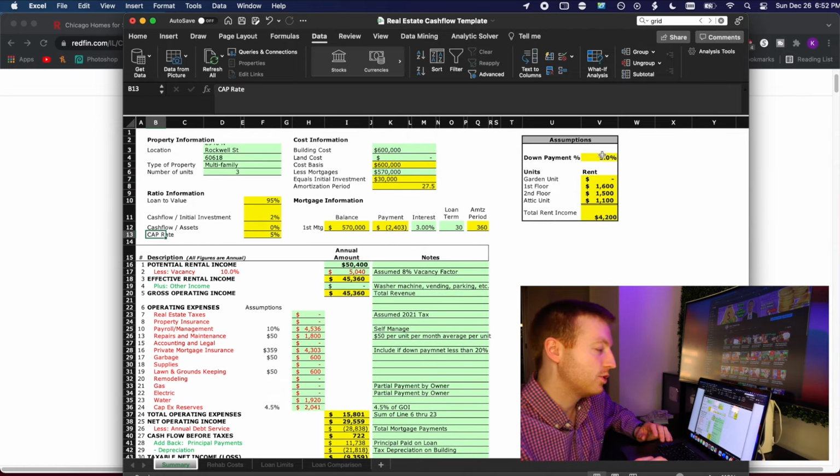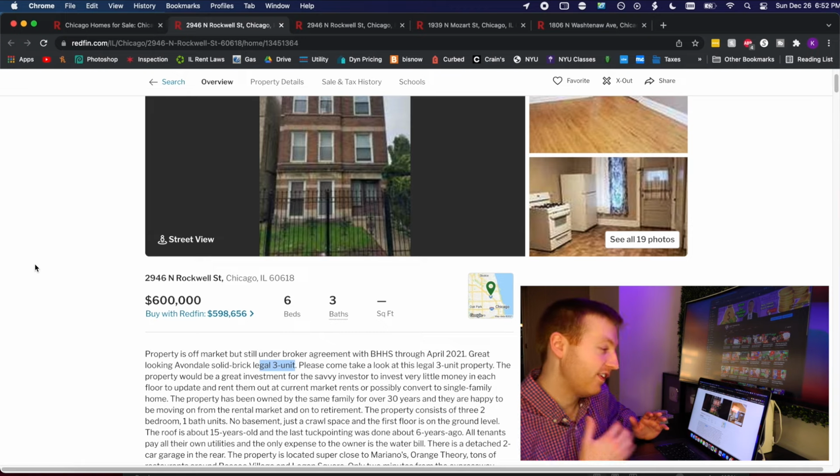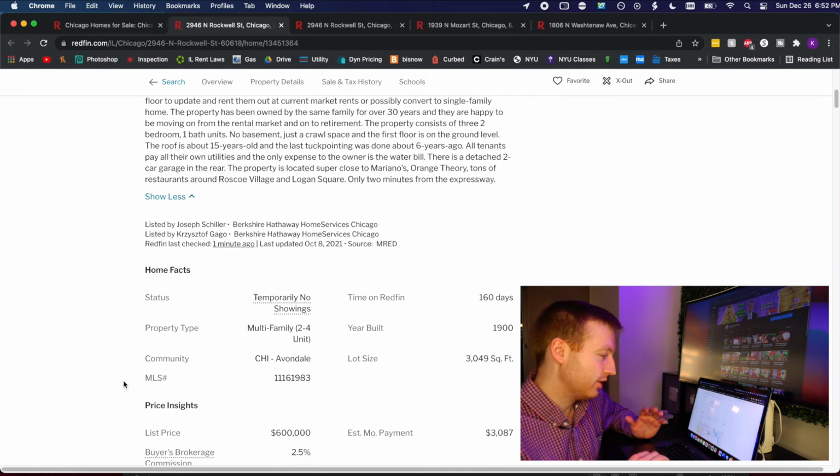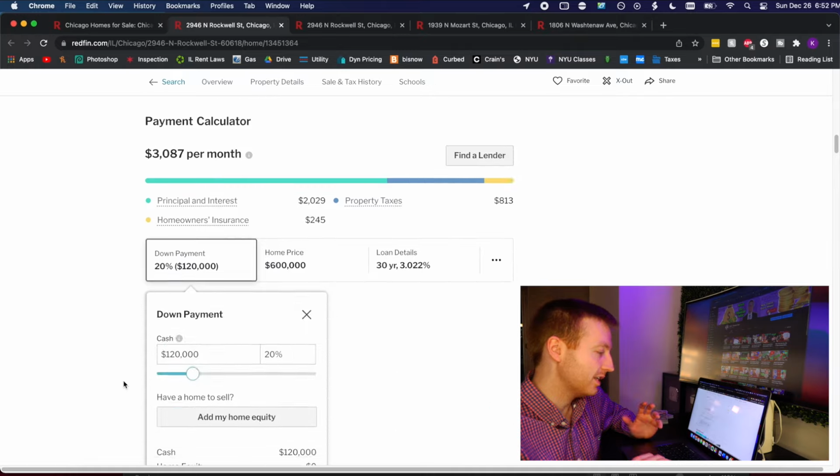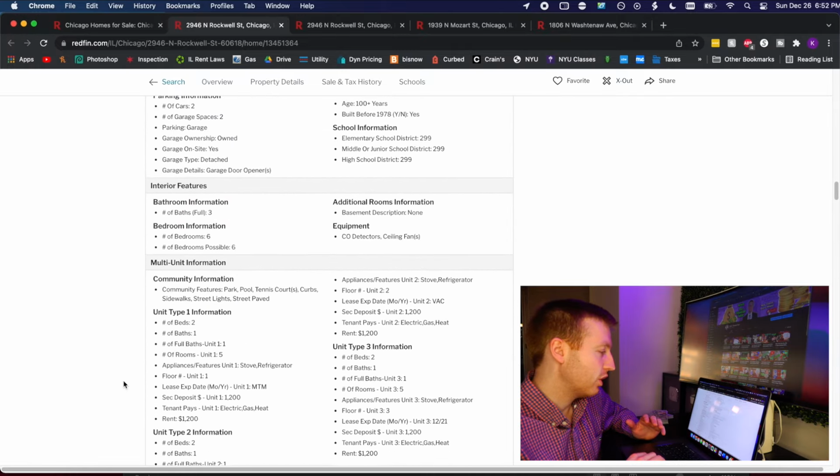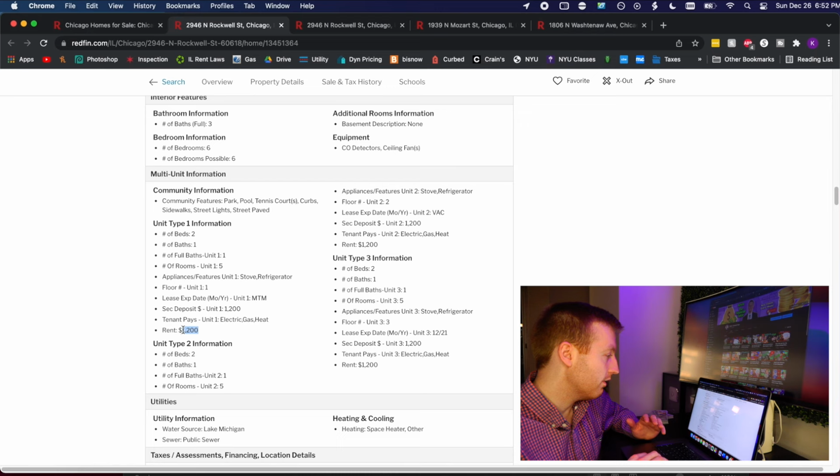So we have our other assumptions. So we have our 5% down. Next up is how much our actual rent is going to be. The reason why I like using Redfin is most of the time it'll actually tell you what the actual rents are if it's an investment property with multifamily. So if you go all the way down, you can see right here, rent for the first unit is a 2-bedroom, 1 bath, and that's going for $1,200. Second one, 2-bedroom, 1 bath, and that's $1,200. And then the last one looks to be the same as well. And you can tell right here, it'll tell you what the tenant pays for. So that's electricity, gas, and heat, which is good to know for our model later on.